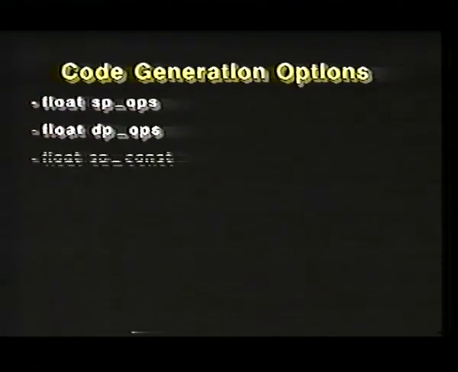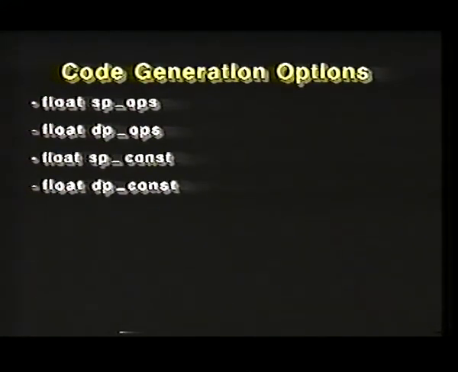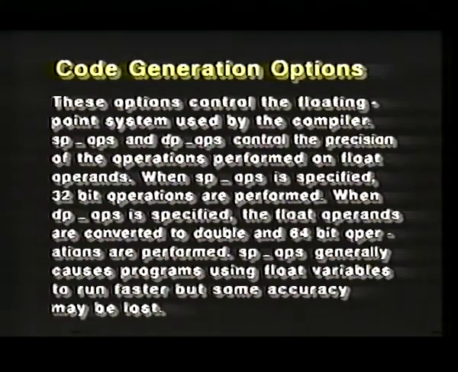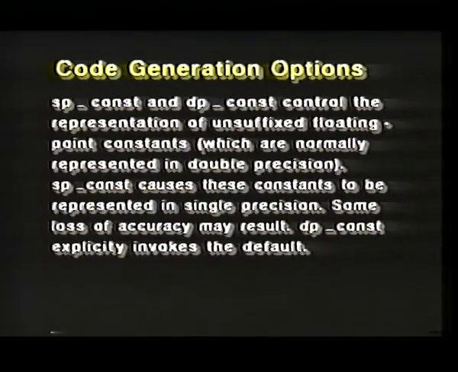Use of floating point operations. This is a new flag. There's SP ops, DP ops, SP constant, and DP constant. SP ops is basically synonymous with the SP flag with the 3.0 compiler. This flag is still supported, but we added the name float-SP ops, which makes it more readable. This tells the compiler to do all the work in 32-bit. Do all float work in 32 bits and not double. This is the default in ANSI mode. This is not the default in PCC mode.